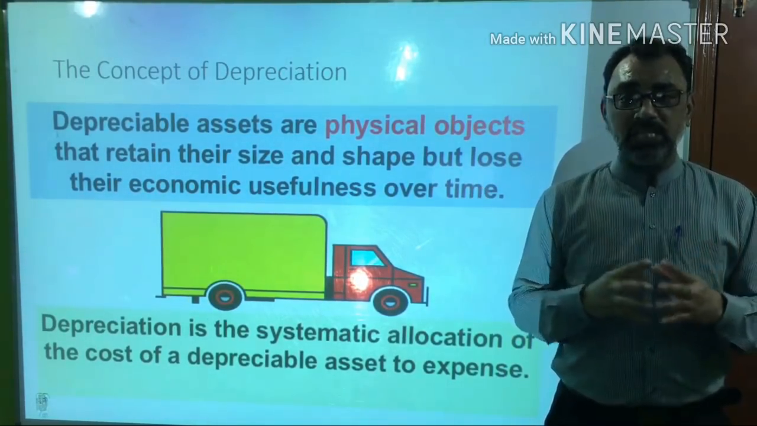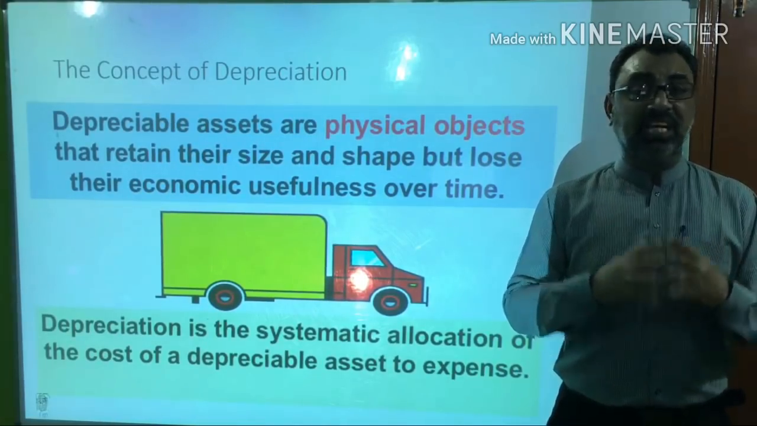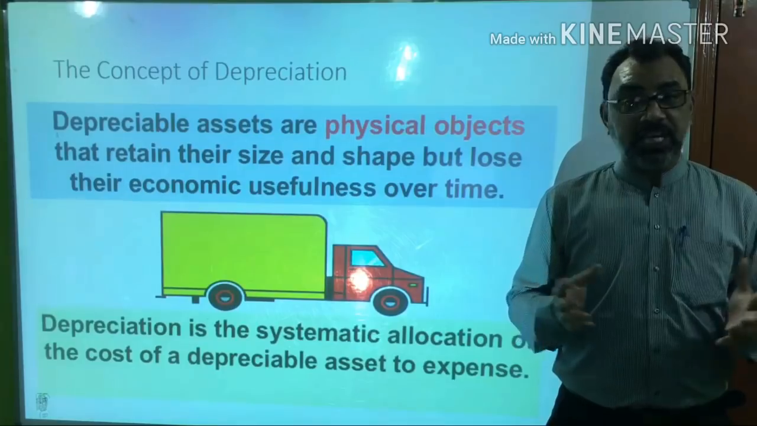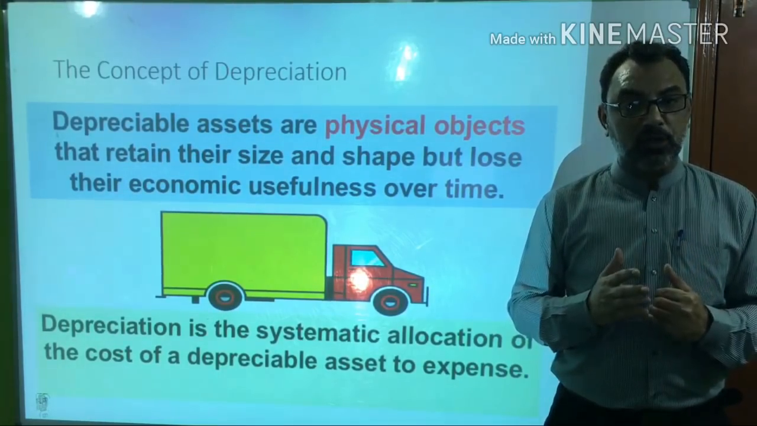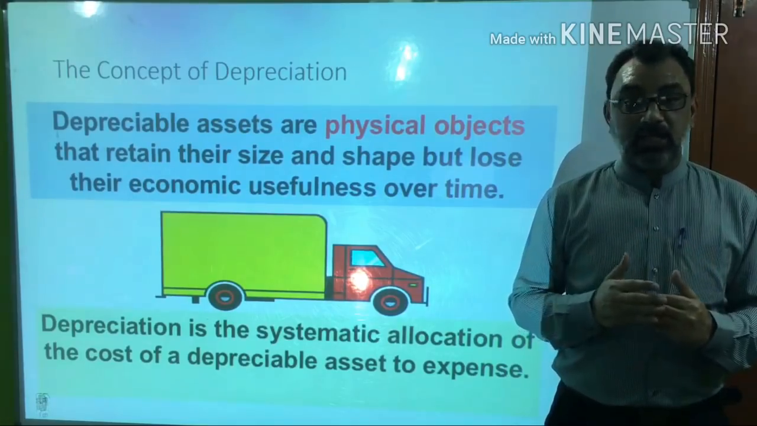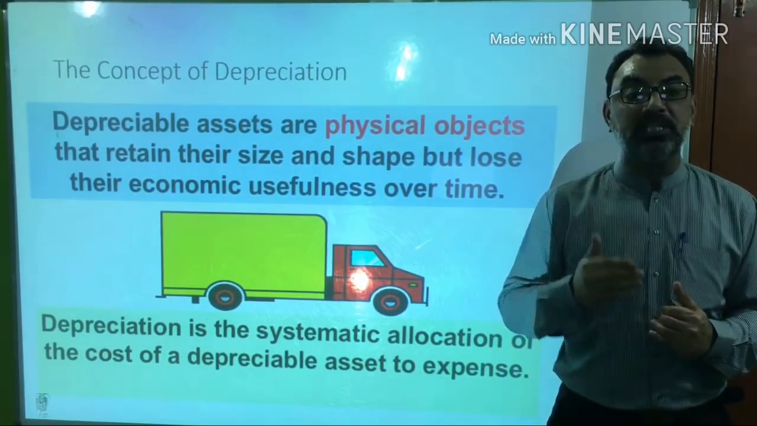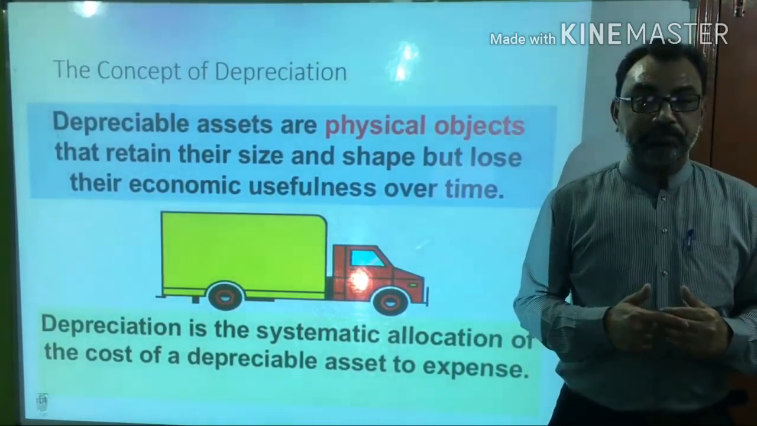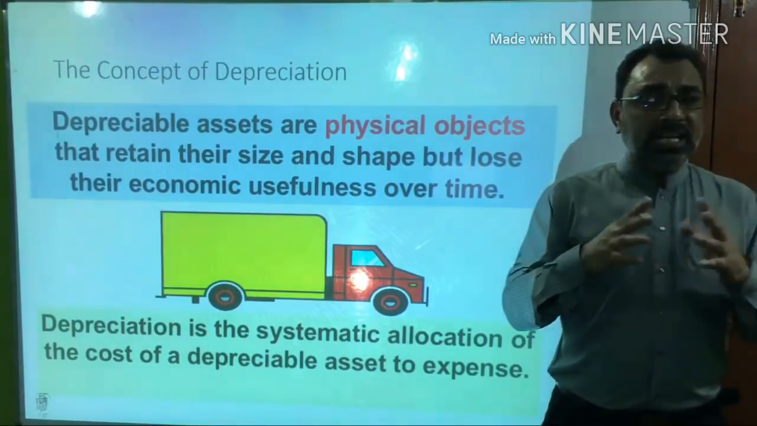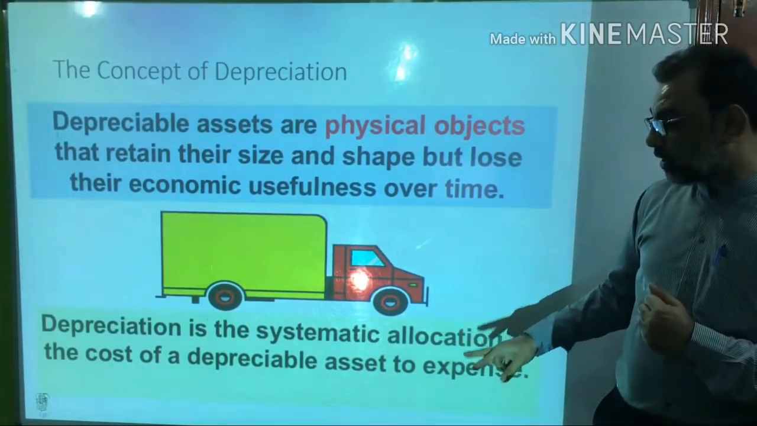Land, however, is not viewed as a depreciable asset, as it has an unlimited useful life. Each period, a portion of a depreciable asset's usefulness expires. Therefore, a corresponding portion of its cost is recognized as depreciation expense. So what is depreciation? In accounting, the term depreciation means the systematic allocation of cost.